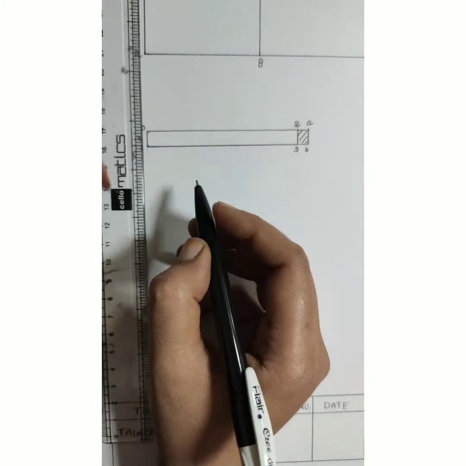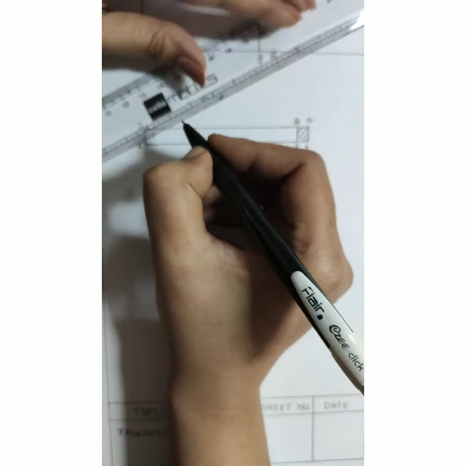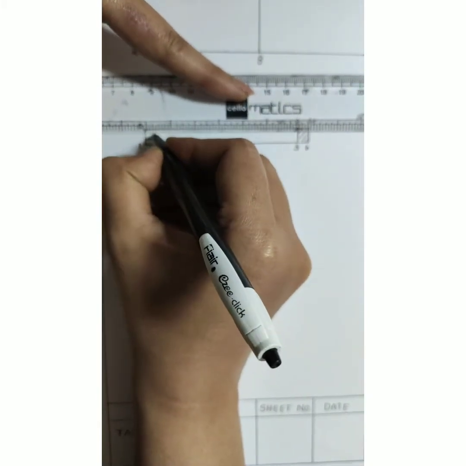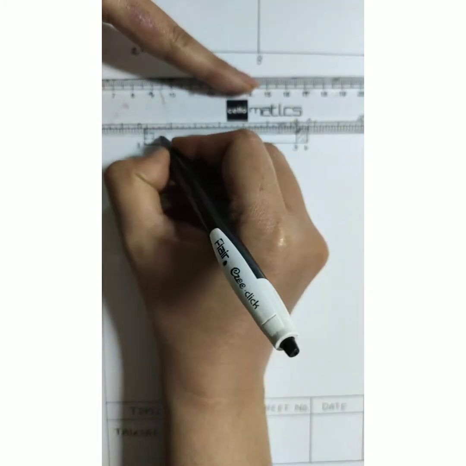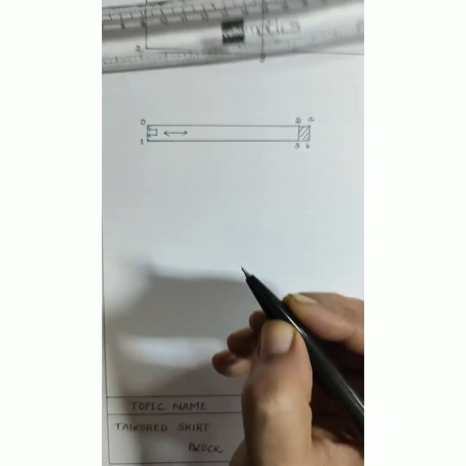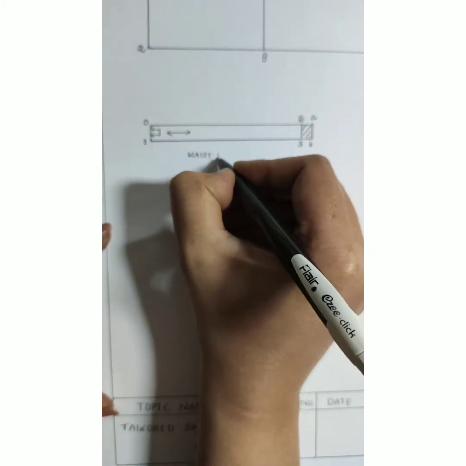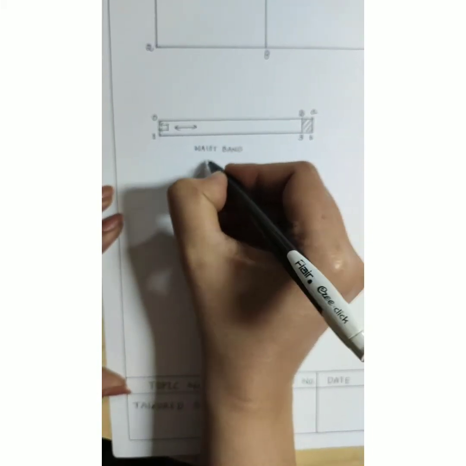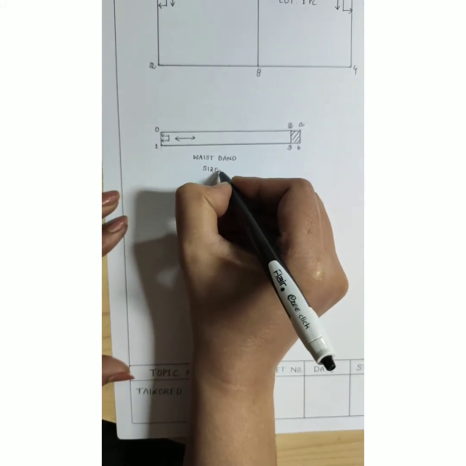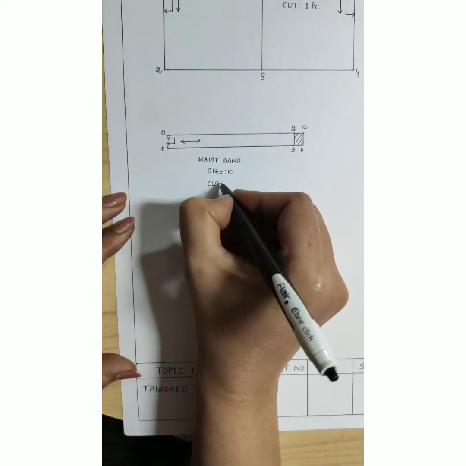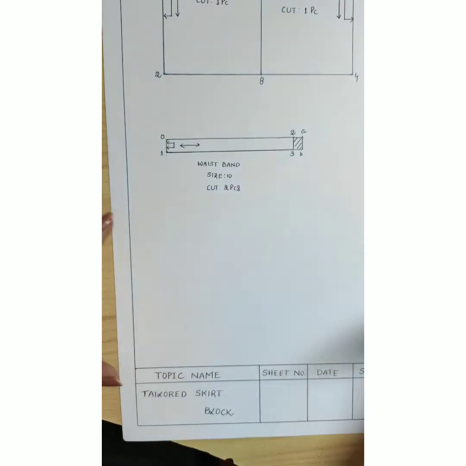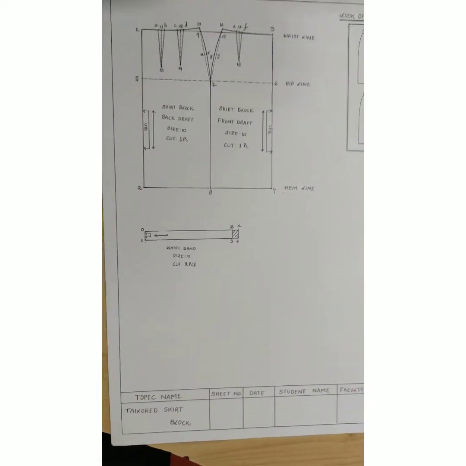Now 0 to 1 line represents on fold line. Grain line given for waistband is crosswise grain line. Name of the pattern: waistband. This is for standard size 10. Number of pieces to be cut: 2 pieces. So this is the draft of the tailored skirt block.